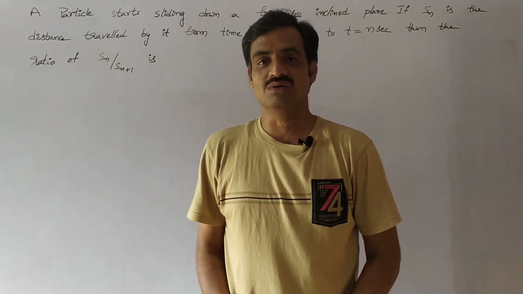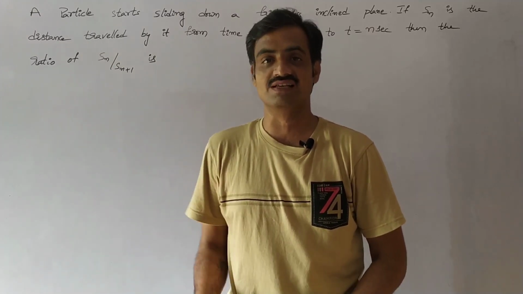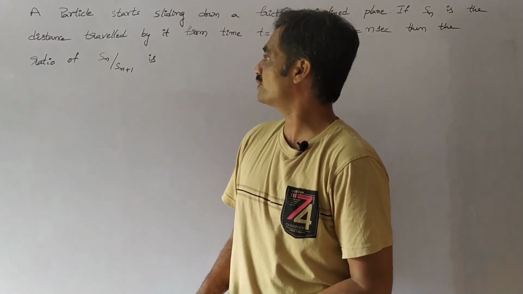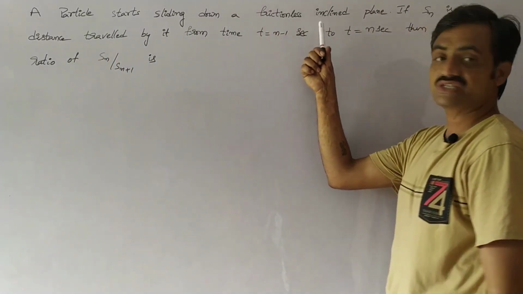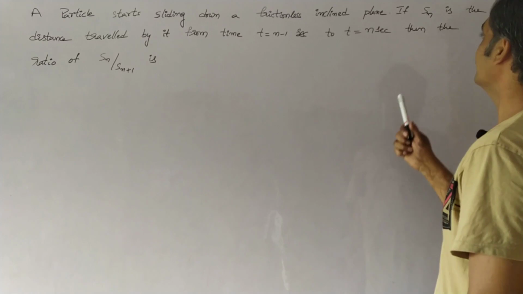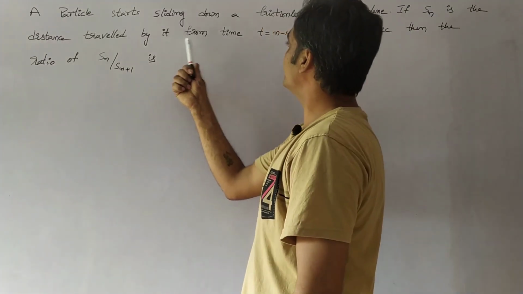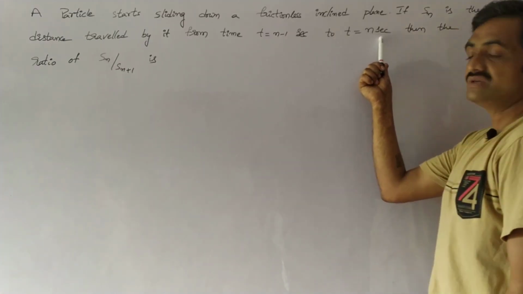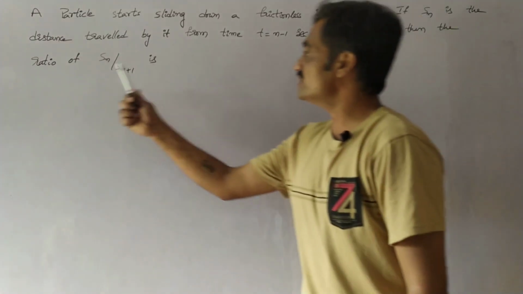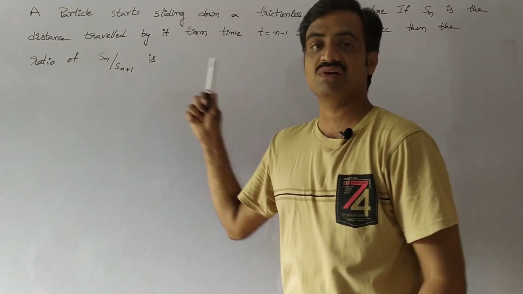Today we are going to solve some of the numericals which have been covered in previous NEET as well as IIT. The first numerical is: a particle starts sliding down a frictionless inclined plane. If S suffix n is the distance travelled by it from time t equals n minus 1 second to t equals n second, then the ratio of S suffix n by S suffix n plus 1 is.